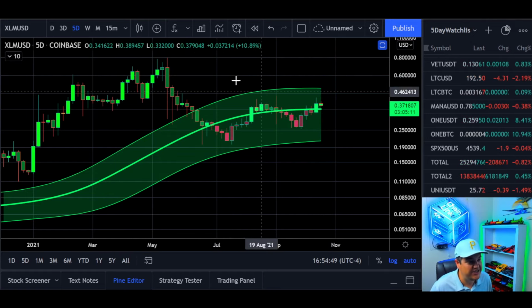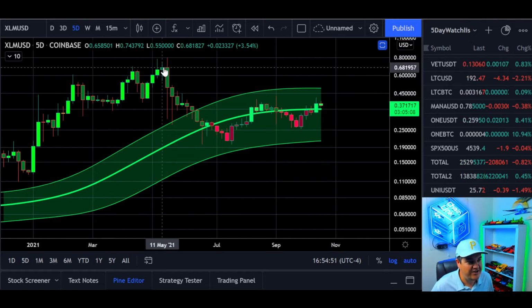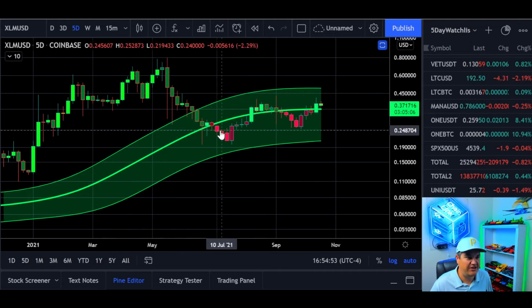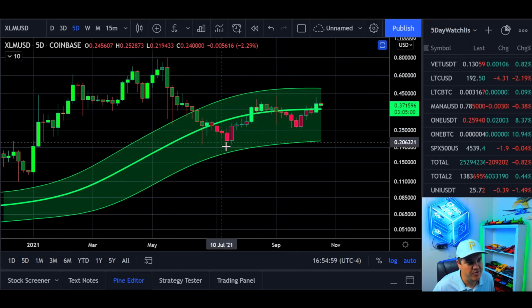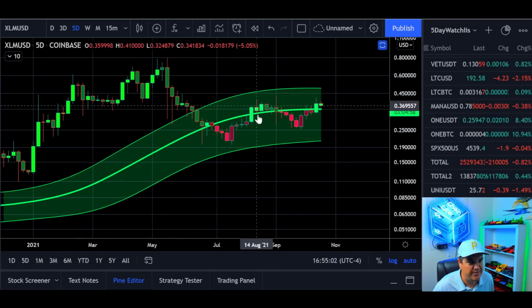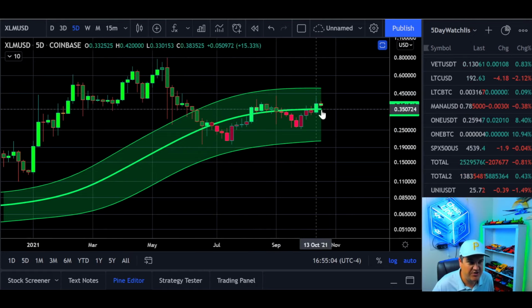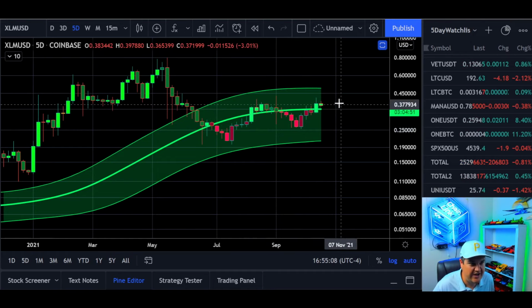XLM on the 5-day Gaussian channel. As we said, the 5-day Gaussian channel can be a good indication of where you are in your said coin. So you can use this on any coin, not just XLM. So we had a move down here. We're trying to break above this median line and hold it. That's where we are again, back in these areas. We don't want to continue to fall down here.